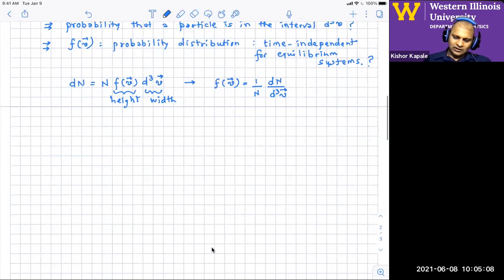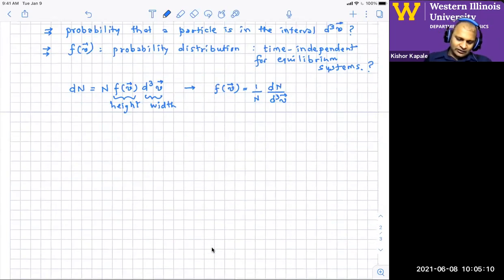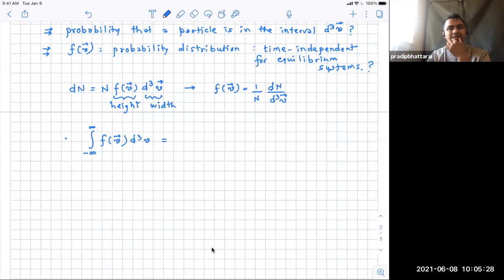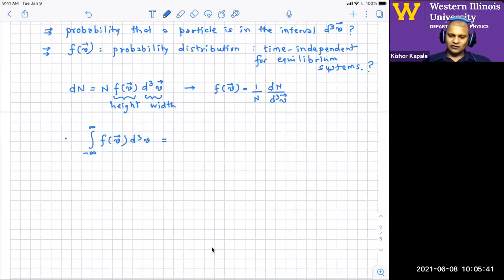Okay. Now, what can we say about this probability distribution? First thing you can say is, if you integrate over all the velocity values that the system can take, what do you expect this to be? So if you integrate f of v over d cube v, what do you expect the answer to be? Total probability? Yeah, we are integrating. That's why we are looking for the whole. Right. So what would be the area under the curve for this whole distribution?